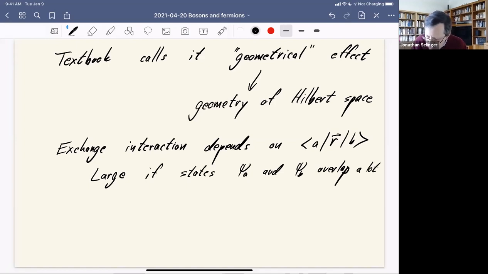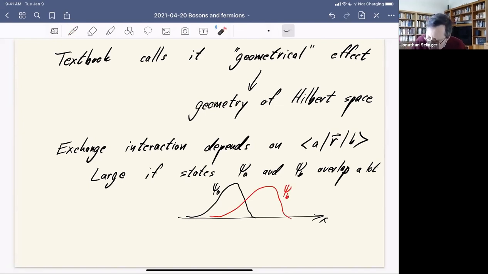That is, if there are regions as a function of x, say, where psi A is like this and psi B is like that, so that there's a big overlap region where they both are large. So if you have two electrons that are close to each other, there's a big overlap region. And it works as long as the centers are not too far apart.